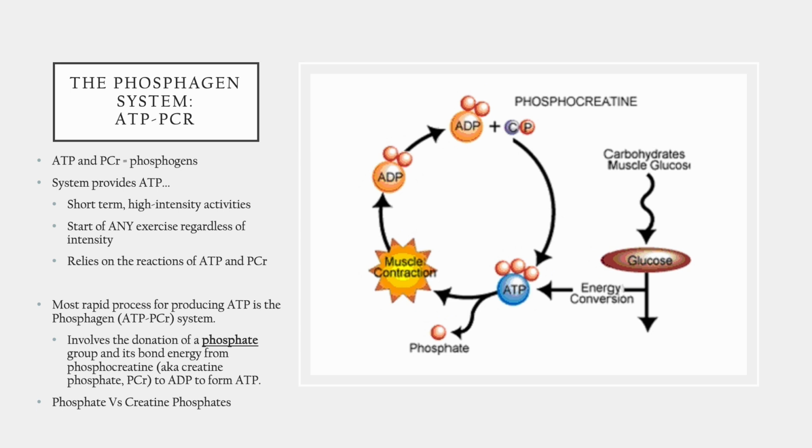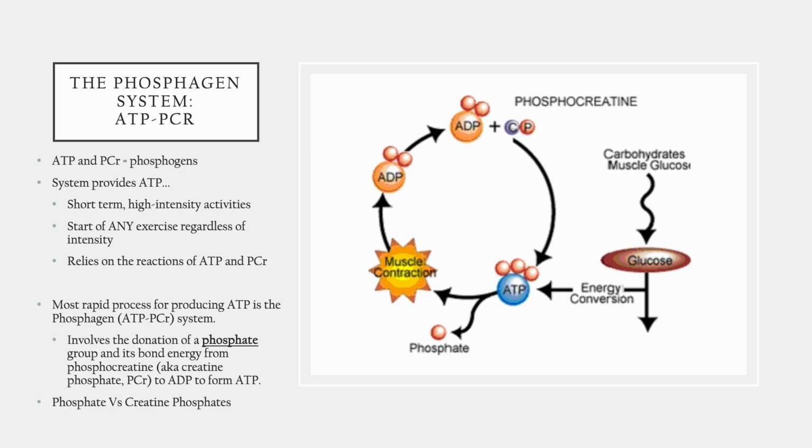So ATP-PCR. The system provides ATP that is stored in 2 places, readily available for us to use. What are those 2 places? Muscle and liver. Short-term, high-intensity activities. That is what this energy system is supplying energy for. And the start of any exercise, regardless of intensity. That means we can be getting out of bed, standing up from a chair, getting out of the car, any activity itself.